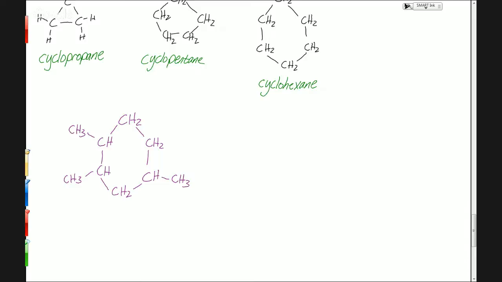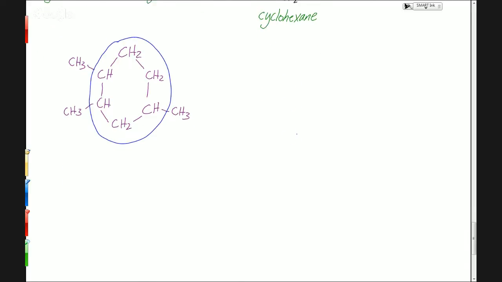So our longest continuous chain now, we can't really say chain because it doesn't make sense, because you can go around a ring as many times as you want and just keep going, going, and going. So our longest continuous chain is really our ring, or the thing that we're going to base the name on is going to be this ring. So that's going to be cyclohexane.